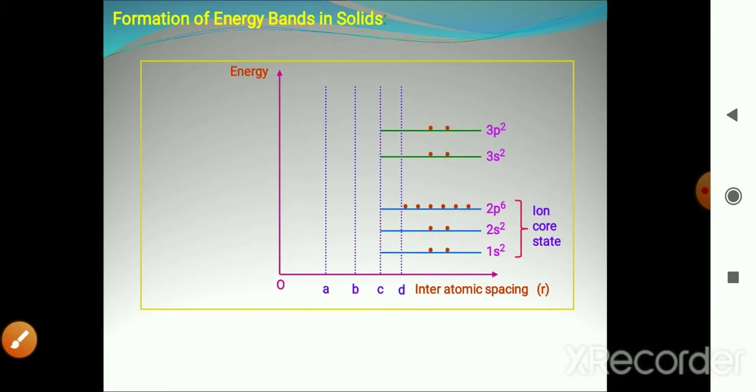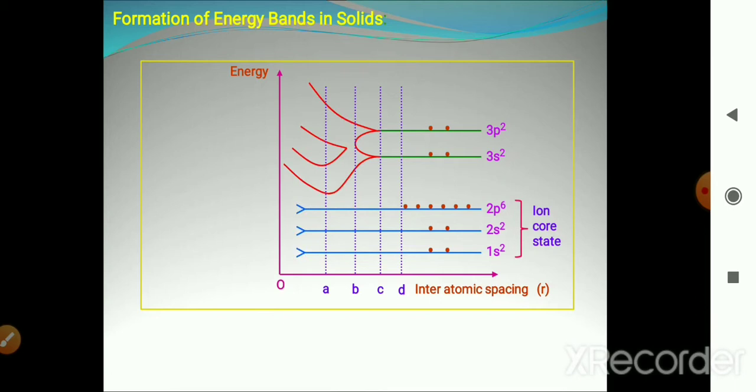When the spacing is large, see beyond C and D, the energies are well defined. But as the atoms come closer or spacing decreases, the energy levels get mixed up. You can see that between A and C, energy levels are mixing up, but the inner shells are not affected. Only the outermost shell is affected.